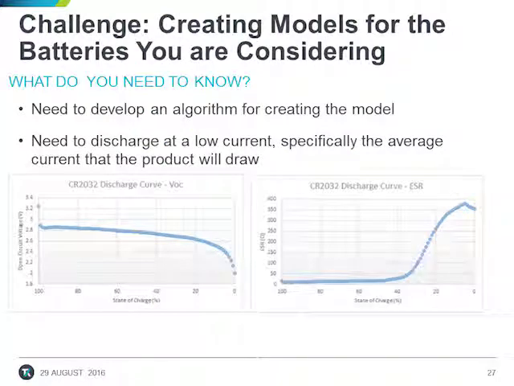So how can you create a model? Well, you need an algorithm, and that algorithm has to monitor battery voltage and compute the battery's internal resistance as the battery discharges. You want to create the discharge plots for your battery similar to the CR2032 coin cell discharge plots shown here. Of most importance, you want the model to be relevant to the product you are designing. Thus, you would like a model that is based on the current that your product will draw from the battery.